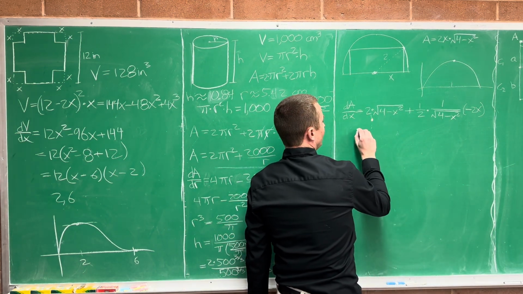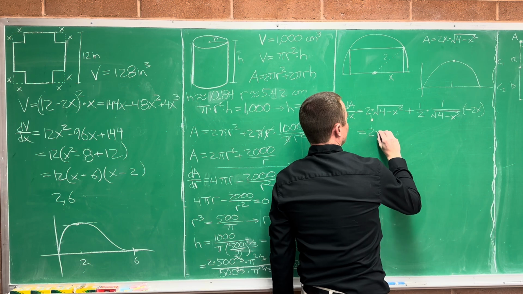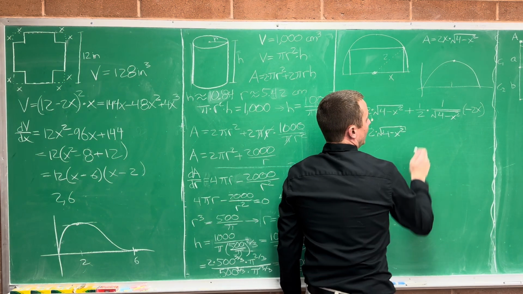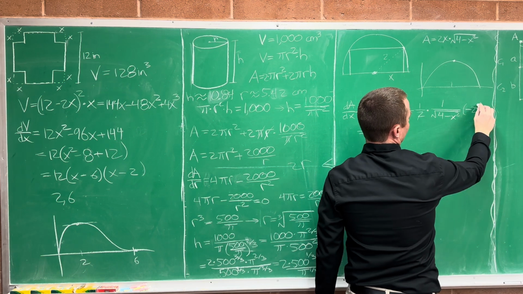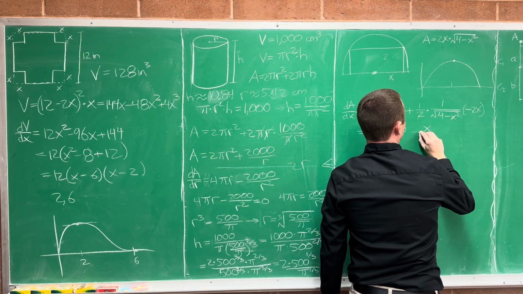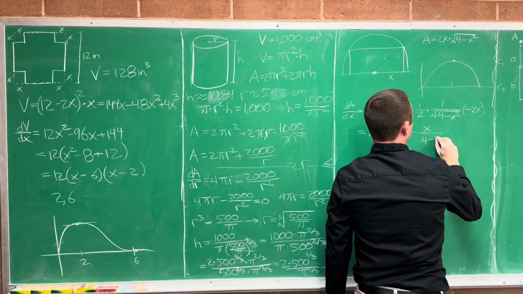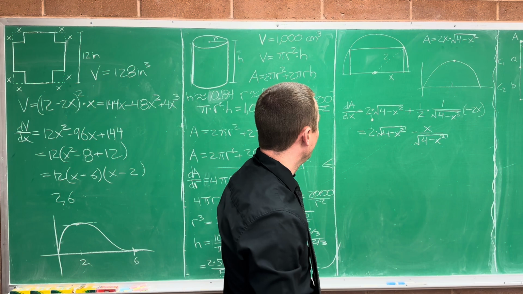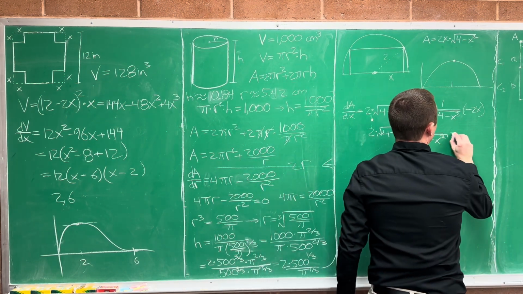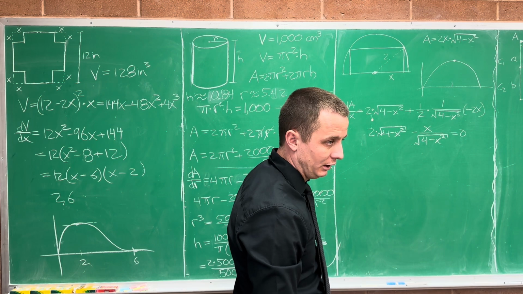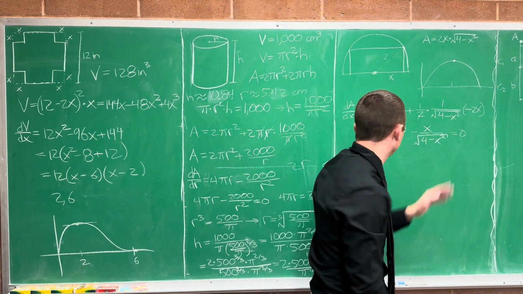Alright, so simplifying now. 2 times the square root of 4 minus x squared still. But here, this 2 is going to cancel out with that 2. And so we're going to get minus x over 4 minus x squared under the radical. With me? And now we want to know where our derivative is equal to 0. You with me? So move this to the other side.